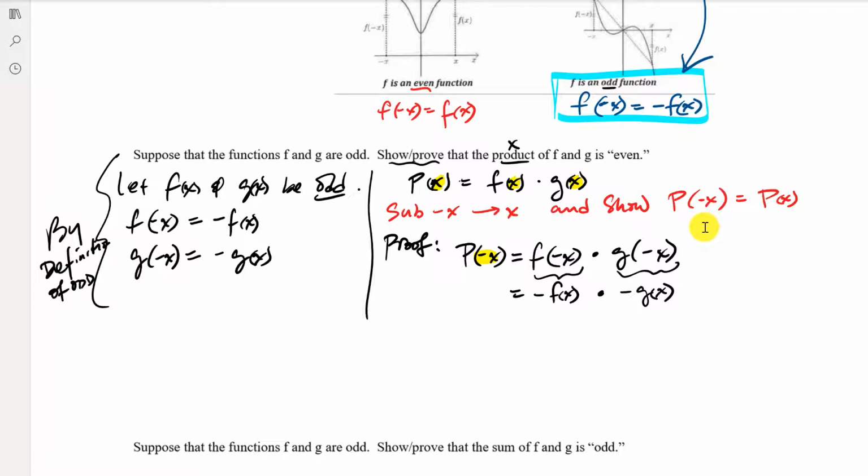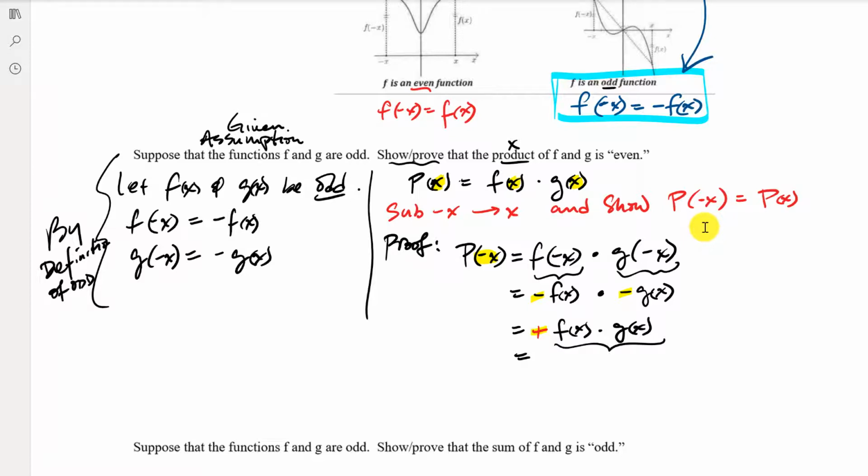So it's important that you write this down here in your proof. Because if you don't know what your assumptions mean, these are called assumptions, or given, either one. If you don't know that you're given two odd functions, then you can't do anything in your proof. Now notice that I'm dealing with two negative numbers here. A negative times a negative is a positive, so I'm going to put a plus sign here to emphasize that. And then I get f of x times g of x.